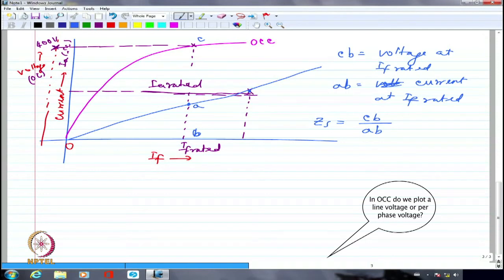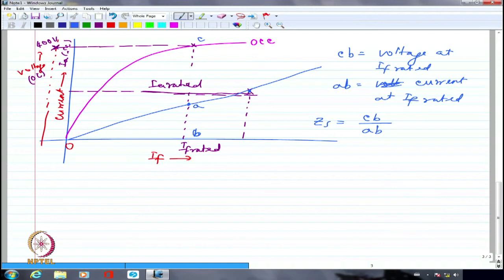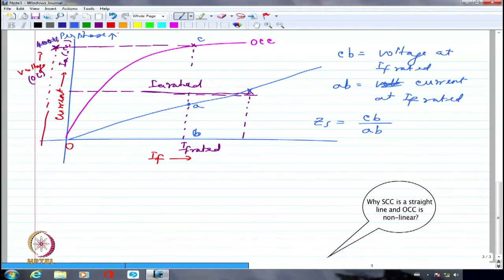Armature line to line. I can always say, let me draw this per phase, whether it is star or delta. If I measure the phase current and also the per phase voltage, I can measure both per phase.